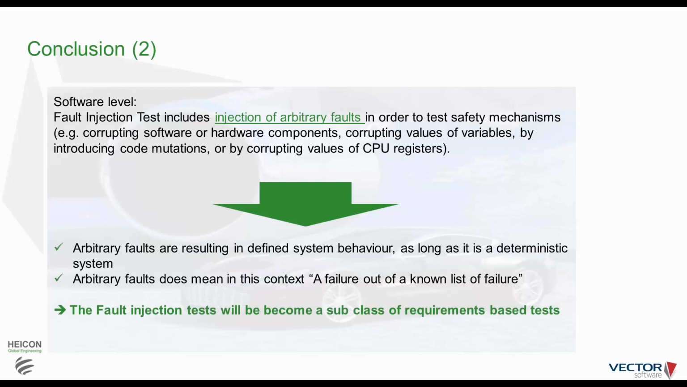Still, your safety architecture should ensure that your arbitrary faults, also your arbitrary hardware faults, if we're talking about them, result in defined system behavior. That's exactly the task of a risk and hazard analysis, from my point of view, including FMEA, FTA, and so on and so forth. So whatever failure occurs, you should be able to define a result.